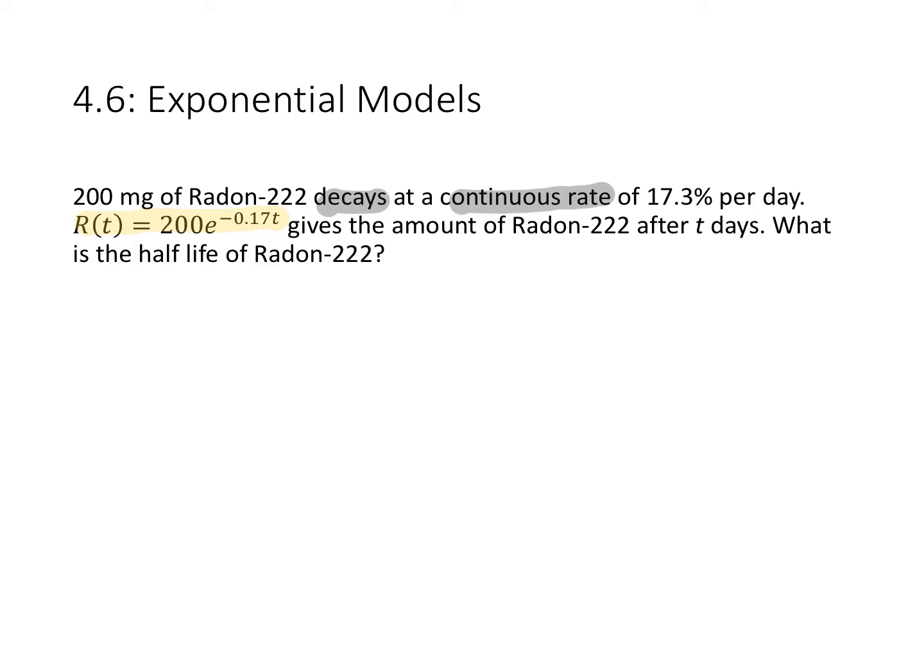And so to be more precise, that really should say 200 e to the minus 0.173 t. If we want to be completely accurate, there's no reason to round that off. So this is the amount of the substance that we have, where the 200 that's sitting in front is coming from the initial amount.